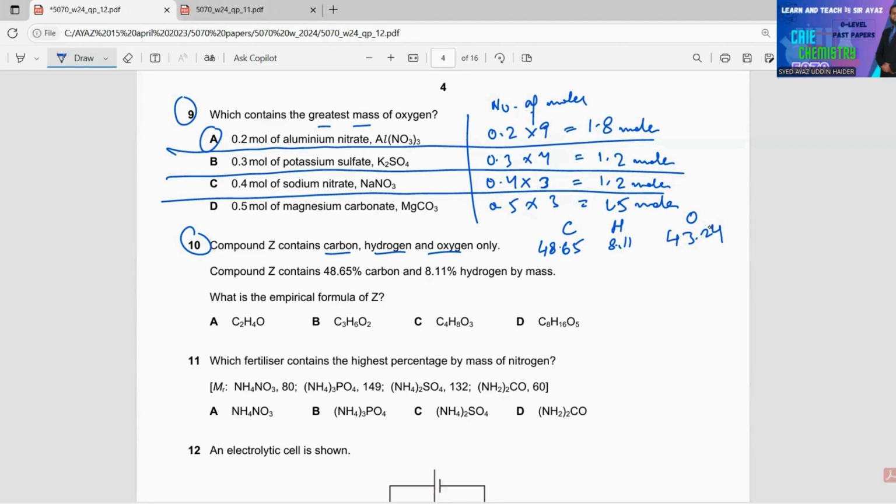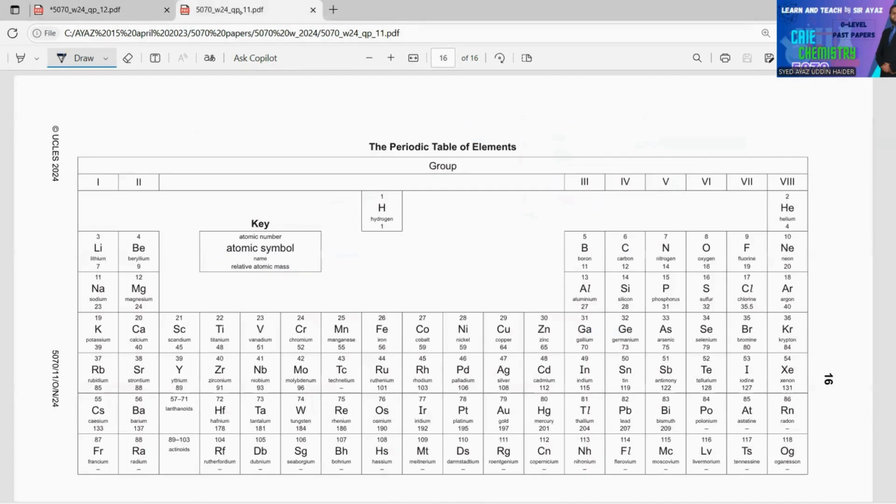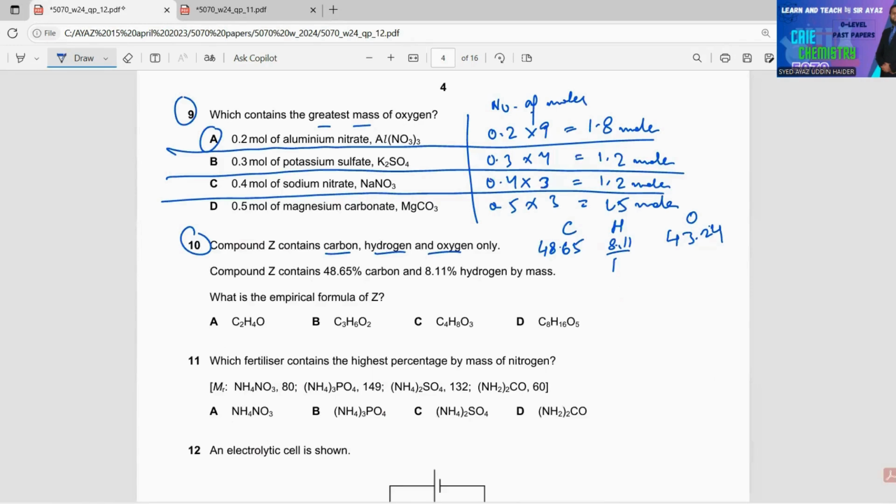So in the first step, you need to divide it by the Ar of each of these elements. For hydrogen, you know that's 1. Carbon, it's 12. Oxygen, it's 16. For carbon, I will divide it by 12. For oxygen, I will divide it by 16. So for carbon, 48.65 divided by 12 will get 4.054. For hydrogen, we will get the same answer, that is 8.11. For oxygen, 43.24.